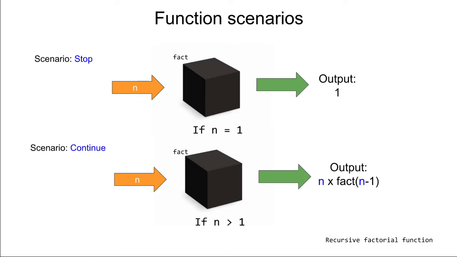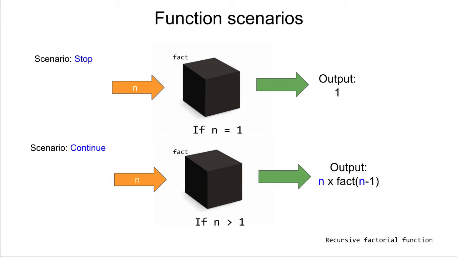So here's another way of looking at the function definition I've created so far. Here I have two scenarios, the stop scenario and the continue scenario. Notice that both scenarios are handled by one function, the fact function. For the first scenario, we see that we have a certain input, a certain condition, and that condition being when n is equal to 1, and a certain output associated with that condition, the output being a value of 1.